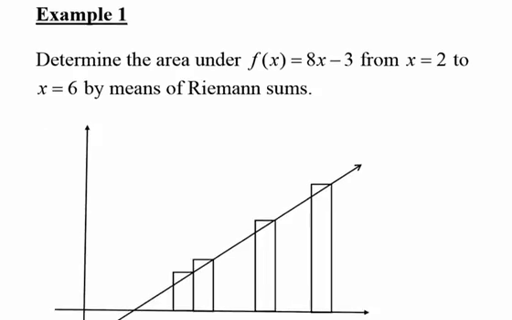So let's start with this example, and we're going to draw it just to visualize. Determine the area under f of x equals 8x minus 3. So it's the area under a straight line from x equals 2 to x equals 6 by means of Riemann sums.